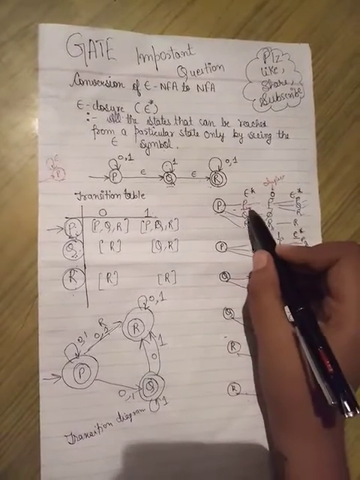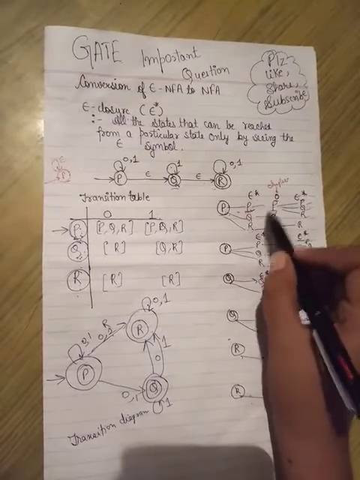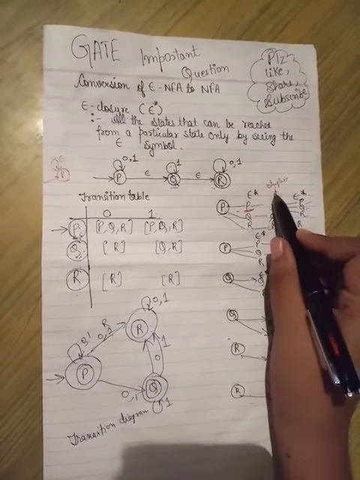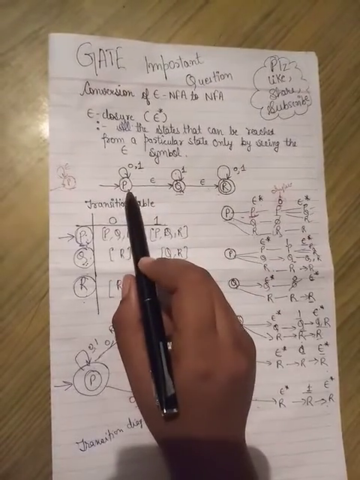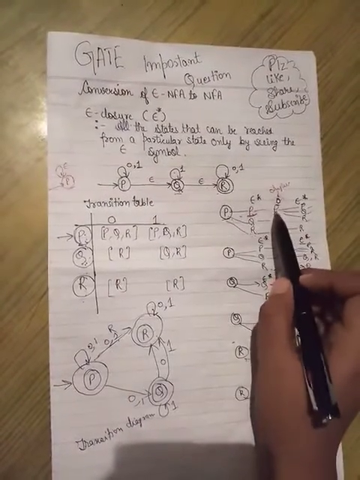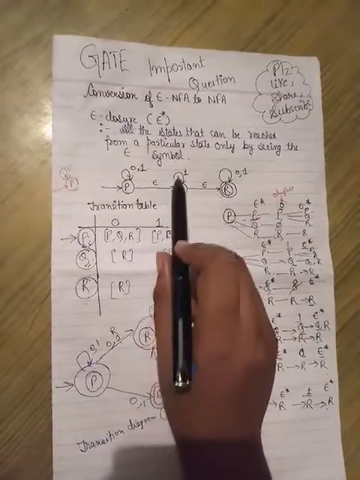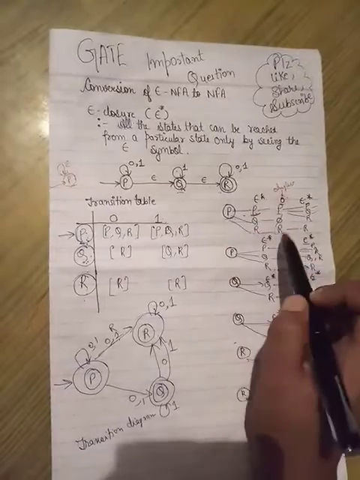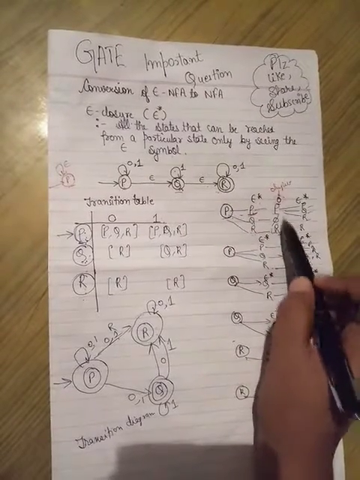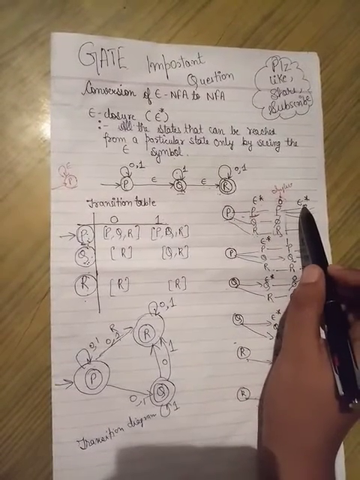Next we have to check all these states for the particular input symbol. Here I am having 0. P on 0 goes to P. Q on 0 has no transition, that is phi. R on 0 goes to R itself. Okay, this is complete. Next, again you have to check for the epsilon closure.